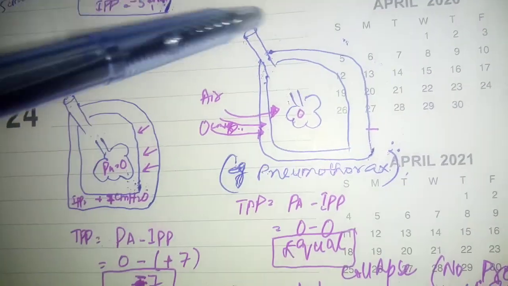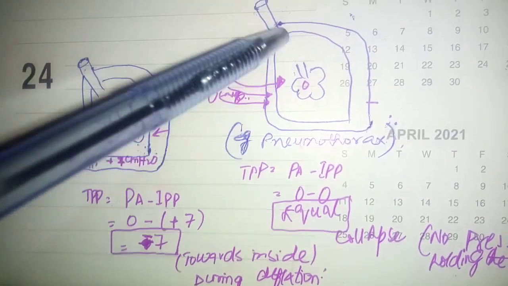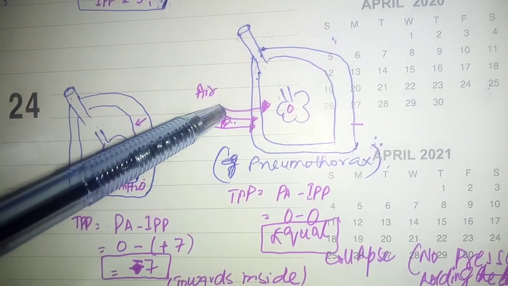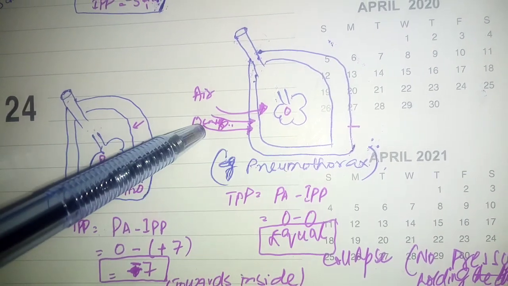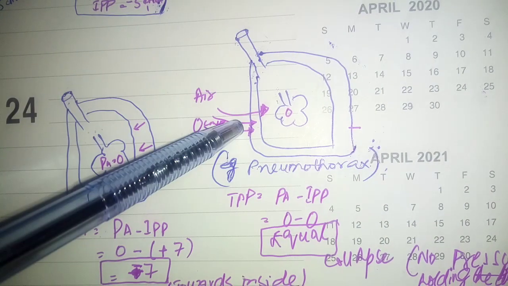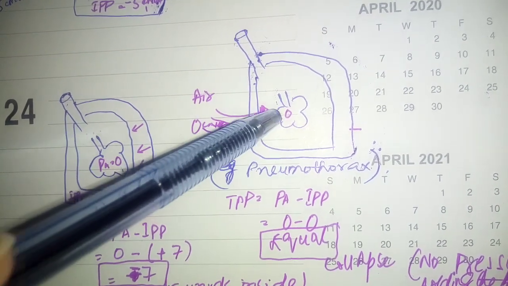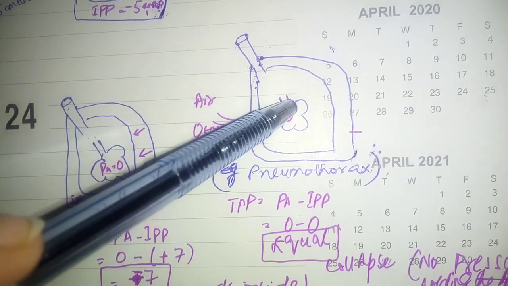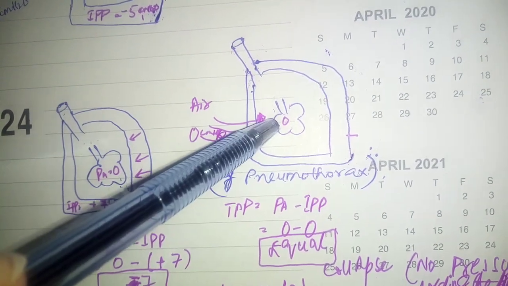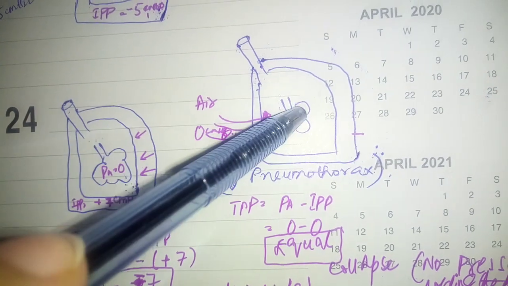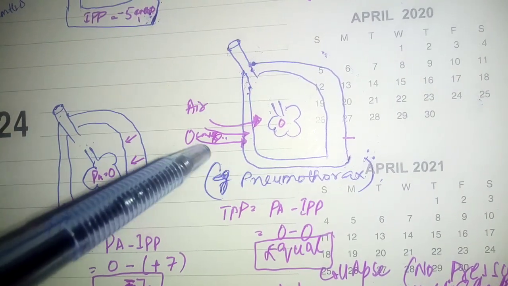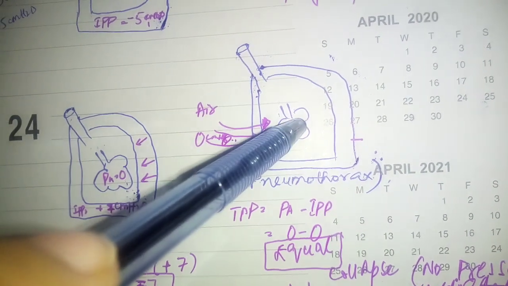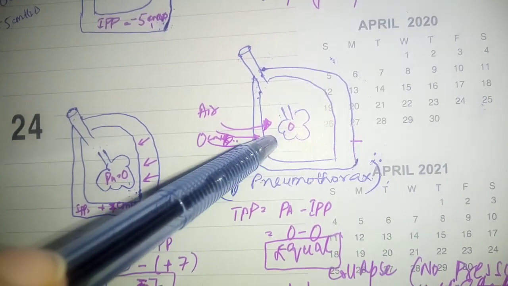Now this is another condition. In this condition, imagine that there is an injury, like a stabbing injury or something, which has punctured the lungs. Now the air is coming inside the lungs. Until when will the air go inside the lung? Until there is equal pressure. The pressure outside the lung is 0, and the air will keep going inside the lungs till the pressure inside the lung is 0.